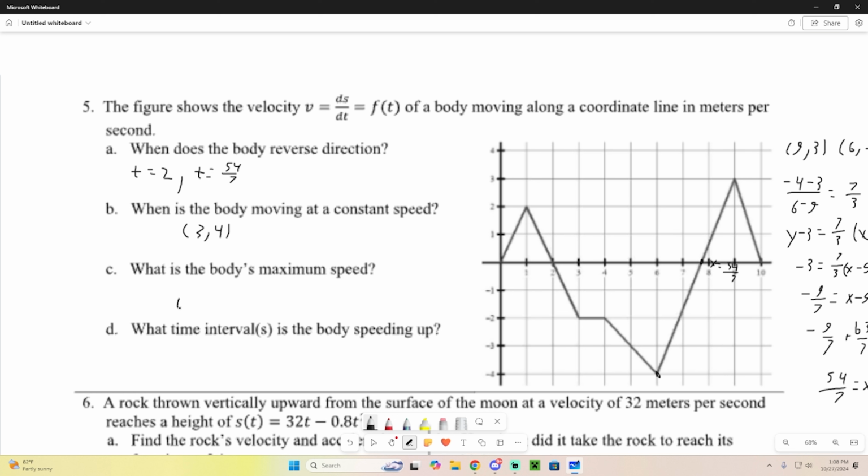So the maximum speed is 4 meters per second.